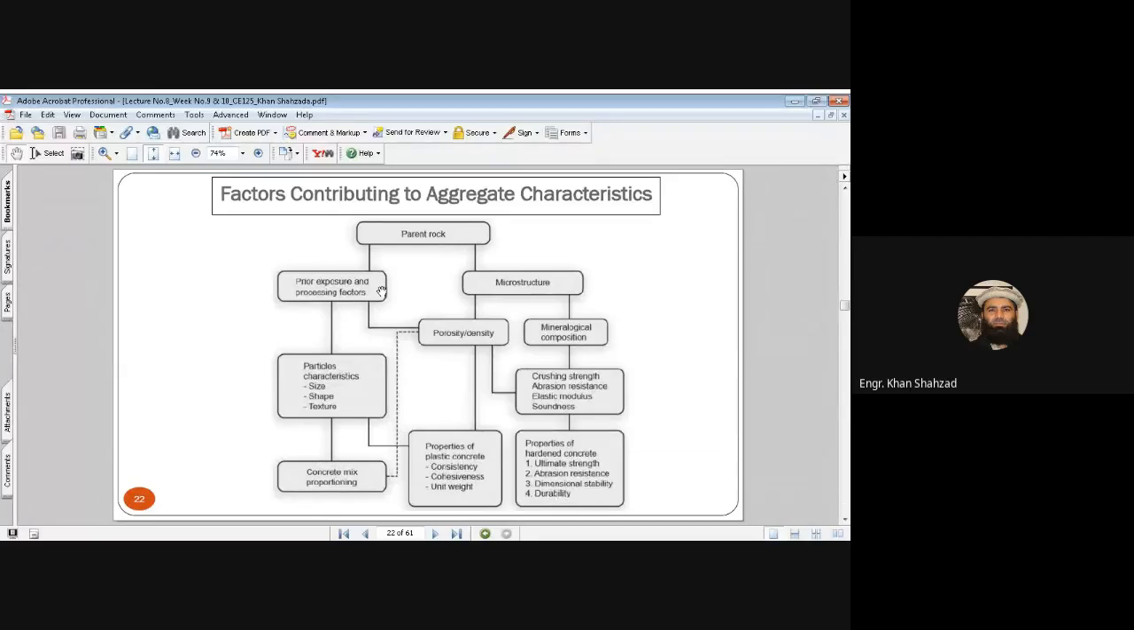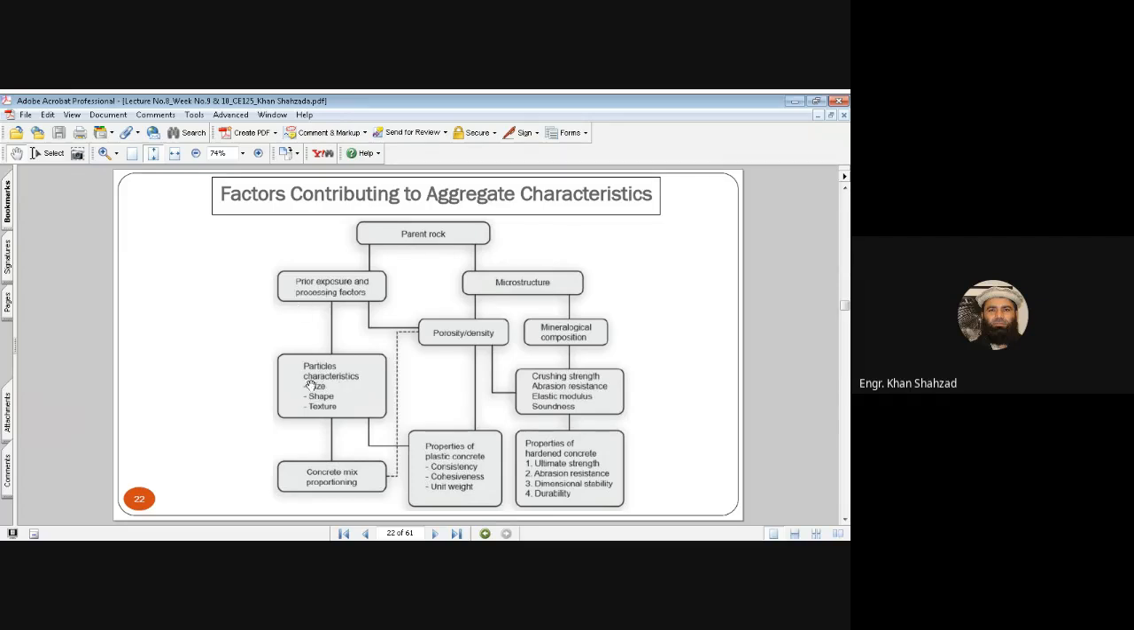Now, prior exposure and processing factors. The aggregates which you have used, were they exposed to weathering actions or environmental effects? And the processing factors: how you have processed them, what were the factors which contributed in converting these particles into crush.